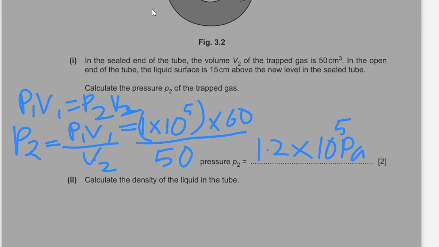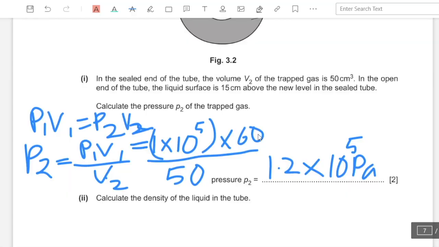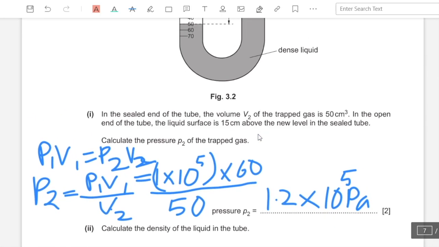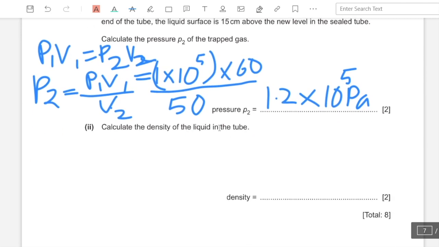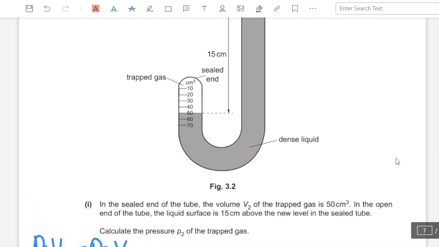So this should be higher than the atmospheric pressure, as the volume is decreasing, and volume and pressure according to Boyle's law are inversely proportional. To calculate the density of the liquid in the tube: pressure in a liquid is equal to density × gravity × height, which should mean density is pressure divided by gravity × height. So pressure of the liquid is not given.